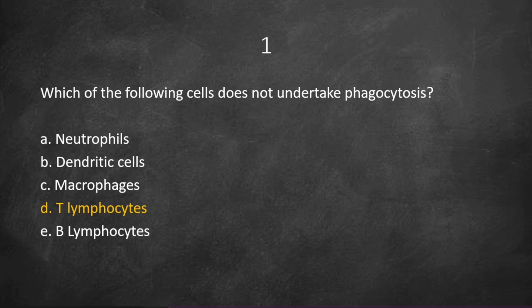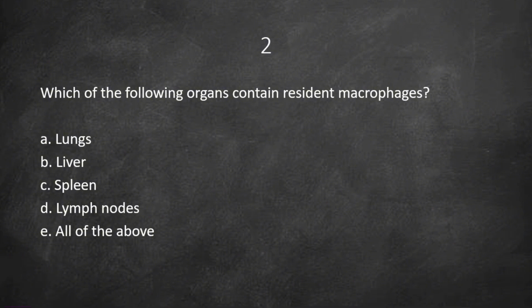Question 2. Which of the following organs contain resident macrophages? A. Lungs. B. Liver. C. Spleen. D. Lymph nodes. And then E. All of the above. The correct answer here is all of the above.